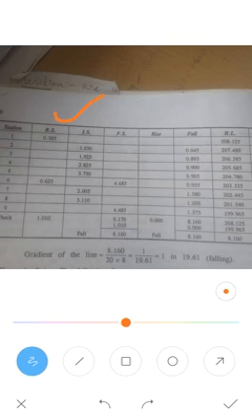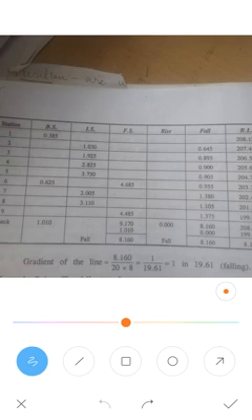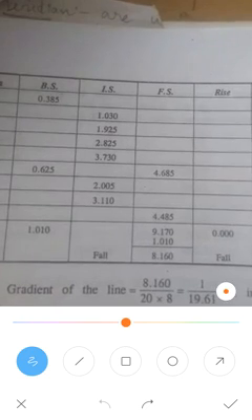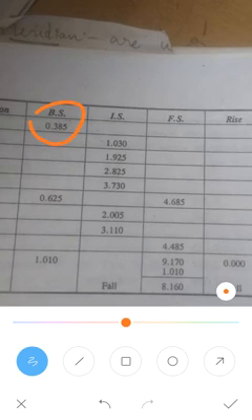Now, after filling the columns of BS, IS, FS and rise and fall, next you have to know the movement of the leveling staff at the various stations. See here, the first point is BS. After that, in the middle, you will get the intermediate sights. The intermediate sights flow like this. Finally the end point is this one. This is first, this is last.